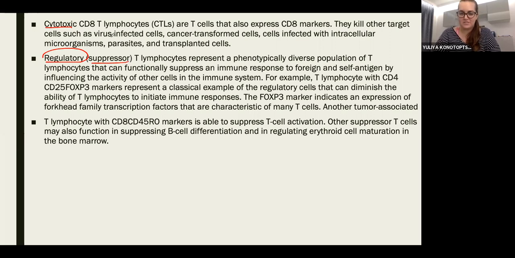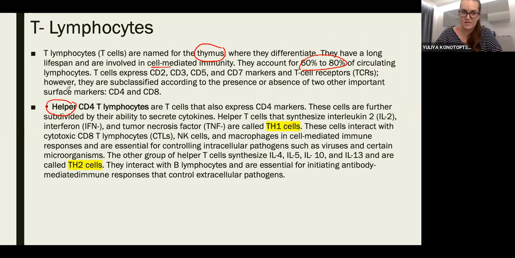Do they have the same job? Absolutely not, right? So all three different types, they do different things. Yet on the surface of all three of them, on the surface of Treg and T cytotoxic and T helper, you'll find those CDs, CD2, 3, 5, 7. You need to know this. So this is why we call CD2, 3, 5, 7 general CDs.